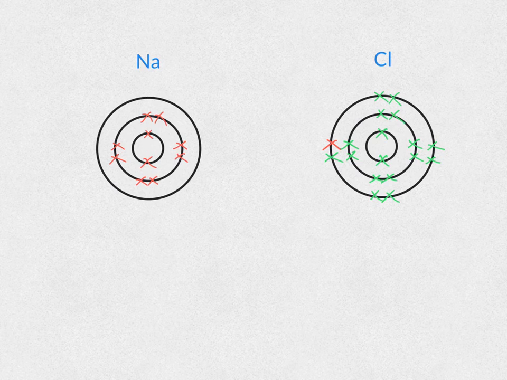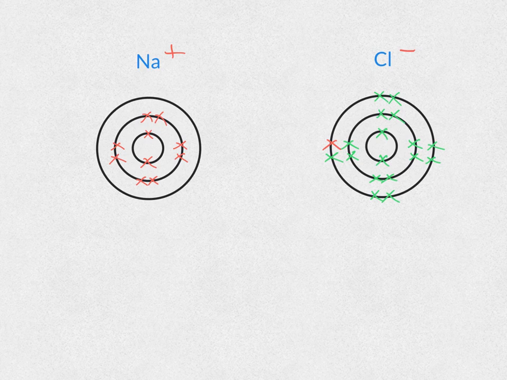After the electron has been transferred from the sodium to the chlorine atom, we can see that each of the atoms now has a full outer shell of electrons. Now, because the sodium has lost 1 electron, it has 1 more proton than electrons, and consequently it will have a positive charge. Likewise, the chlorine atom has gained 1 extra electron, and consequently it will have a negative charge.